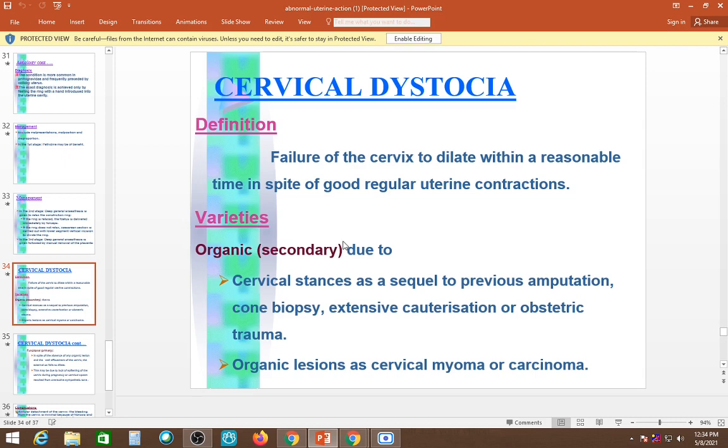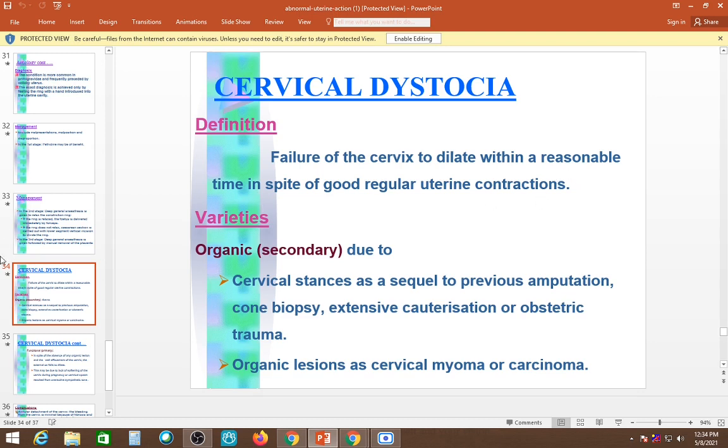From the word itself, we know that cervical means cervix. Dystocia means difficulty. That is a failure of the cervix to dilate. Actually, the dilatation of the cervix will go from 1 centimeter to 10 centimeters. But here the cervical dilatation is a failure within the expected time, in spite of good regular uterine contractions.